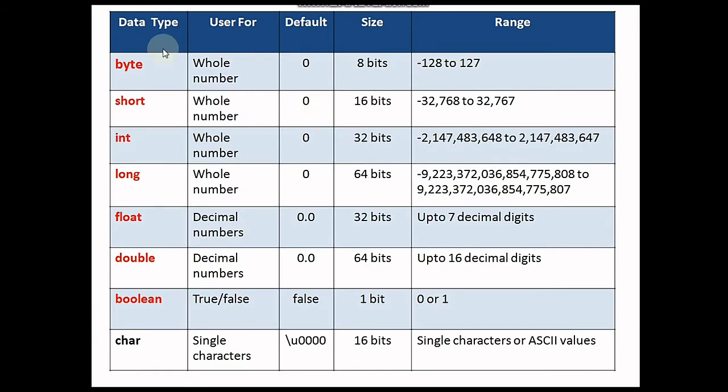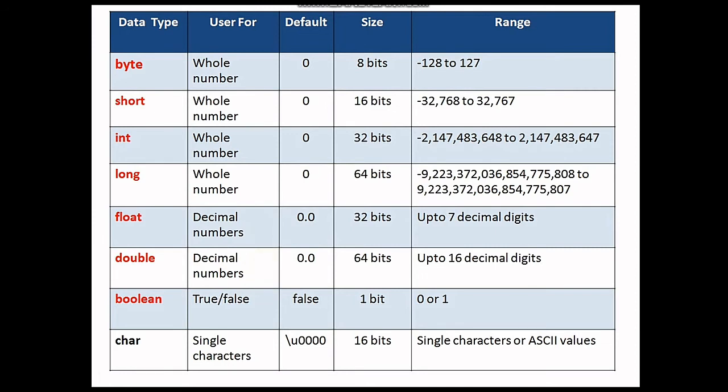Here we have byte, which is the smallest one, and its range is from -128 to 127. It is an 8-bit data type and it can hold the value in a particular range. Then for larger numbers, we have short. Then we have int, which is mostly used and which has a range between these values, and it is 32 bits as well. Then for even larger numbers, we have long.